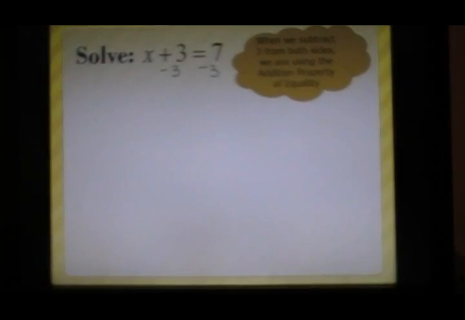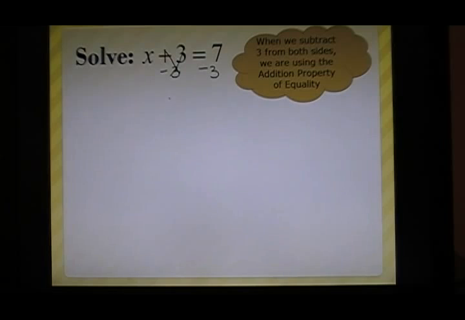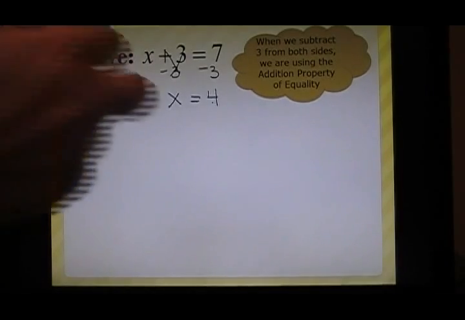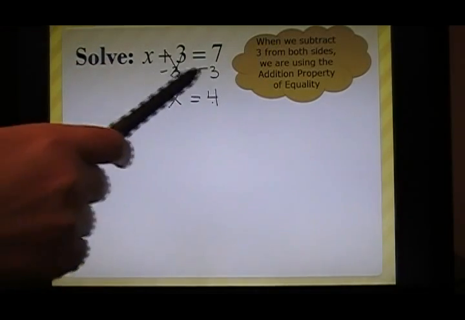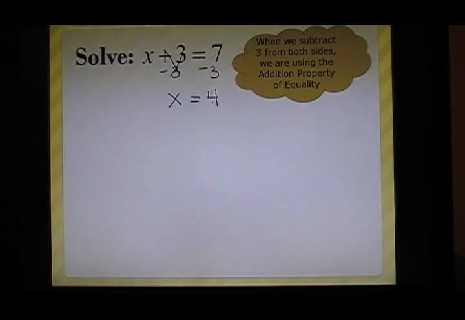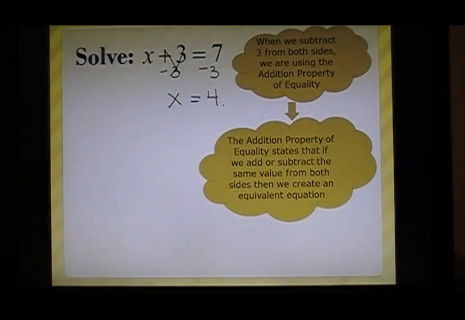And when we subtract 3, the 3 minus 3 is 0. So on the left-hand side, we simply have x, and that x is equal to 4. When we do this subtraction of 3, we're using the addition property of equality. The addition property of equality says that if we subtract the same value from both sides, then what we end up with is an equivalent equation. Two equations are considered equivalent to each other if they have the same solution set.